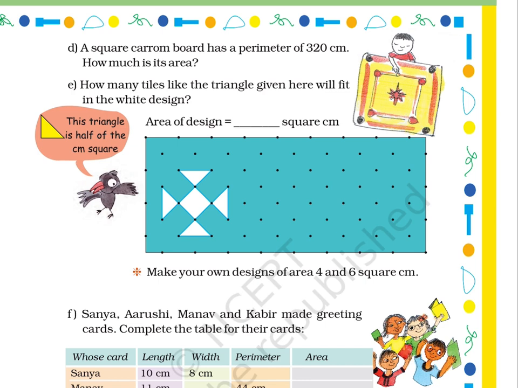Below this we see a blue-colored rectangle in which there are some white-colored triangles and a square in the middle. A bird, a wise one, tells us, pointing towards one of the triangles, this triangle is half of the centimeter square. Now you have to find area of design, which is equal to dash square centimeters.